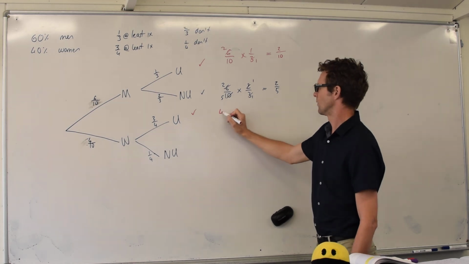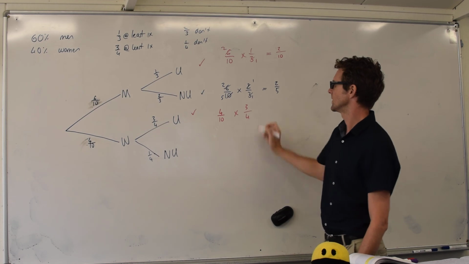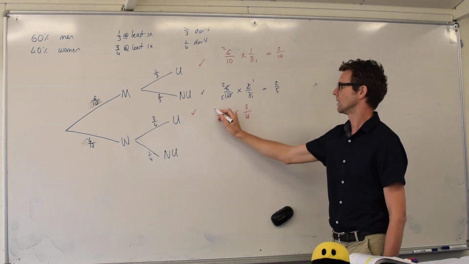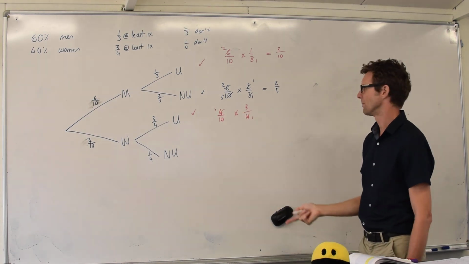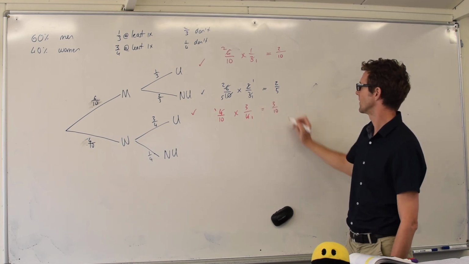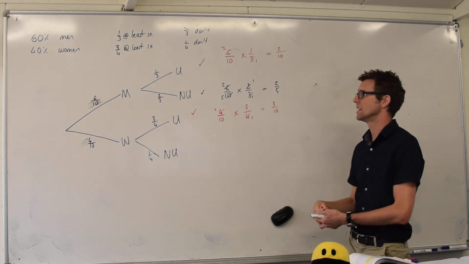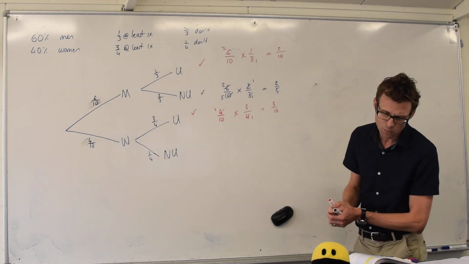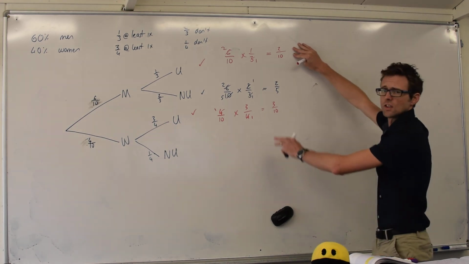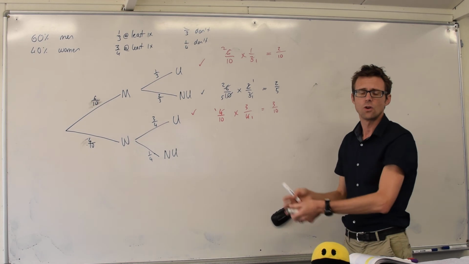Then we're going to work through this branch. So this is 4/10 multiplied by 3/4. We can simplify that down, and so we'll end up with 3/10. And therefore, in total, the chance that we're going to get somebody who uses the gym at least once a week is going to be this plus this, which is obviously 5/10 or 1/2.